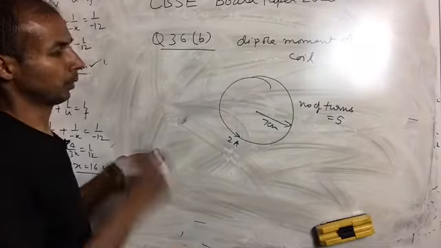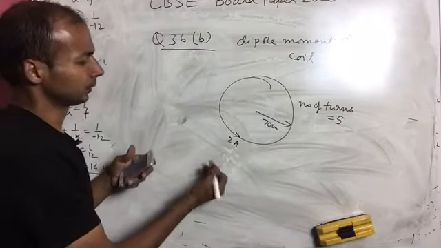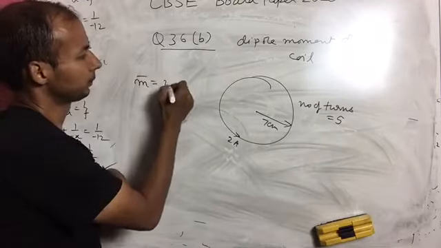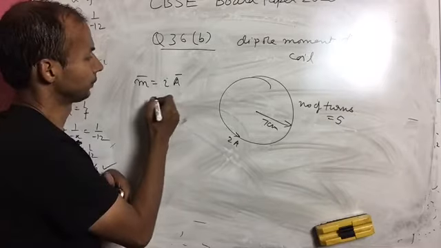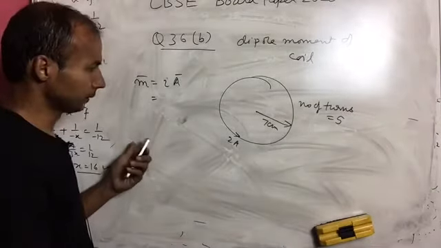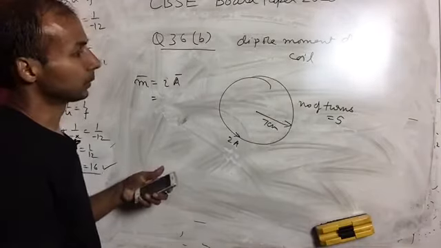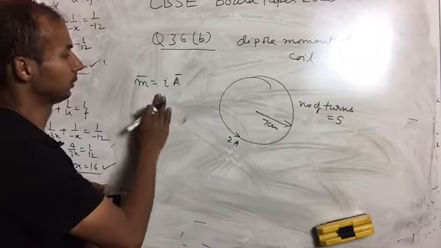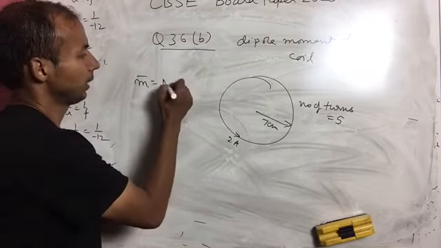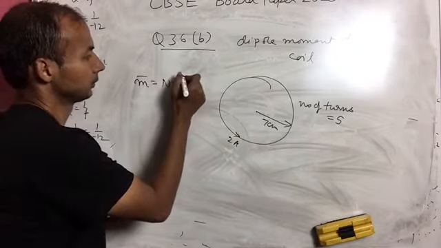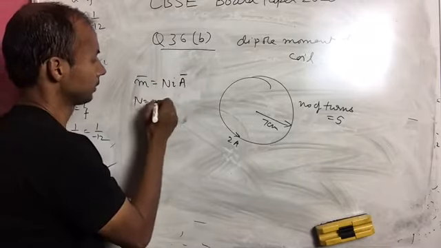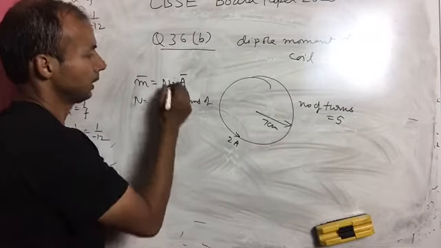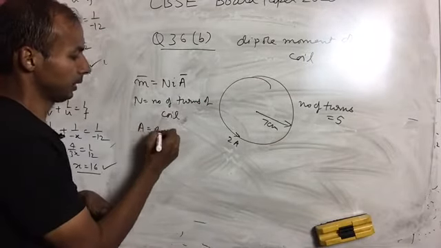Magnetic dipole moment of the coil. You have to calculate. Okay, fine. So dipole moment, magnetic dipole moment is given by I times area vector. So this is the dipole moment through one turn. So through n turn it will be n times I area vector. N is number of turns of coil, I is current, A is the area of coil.